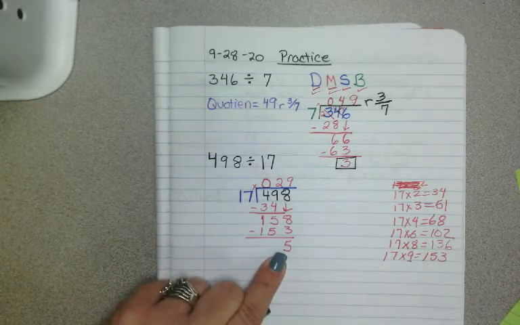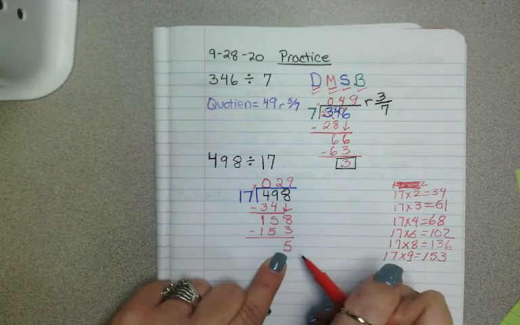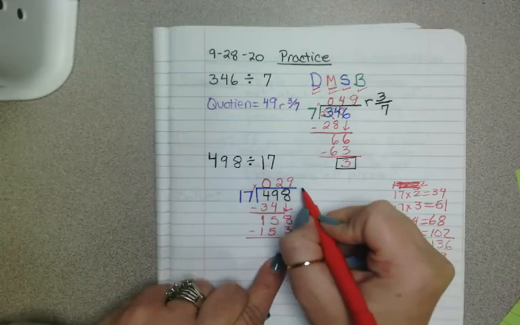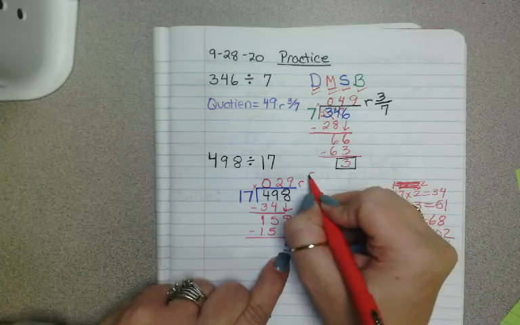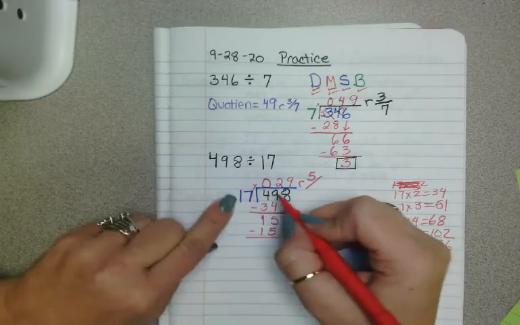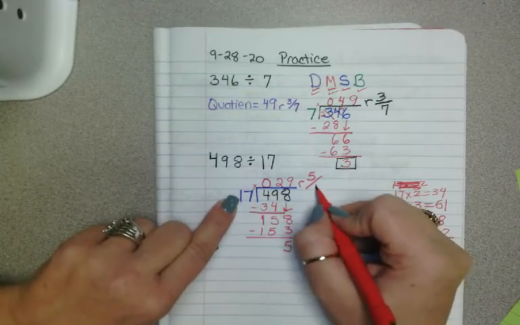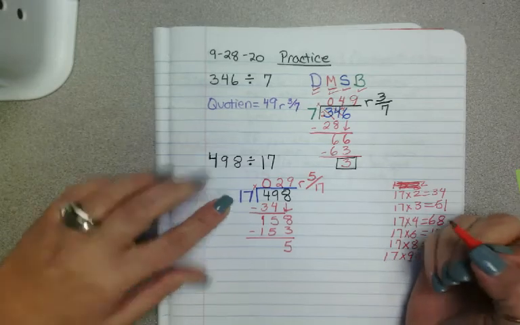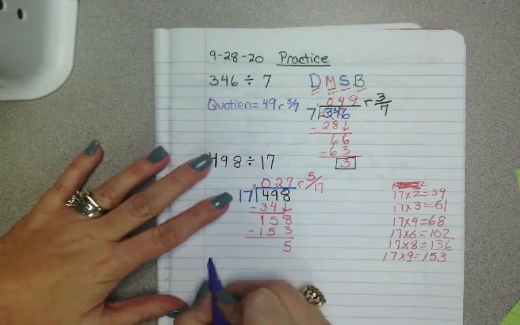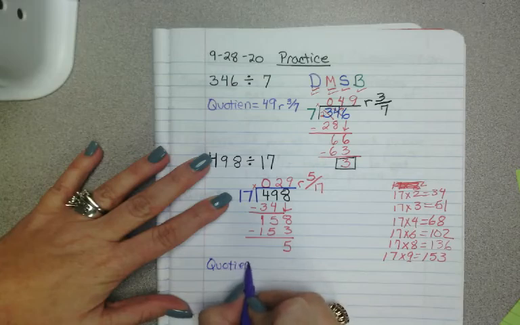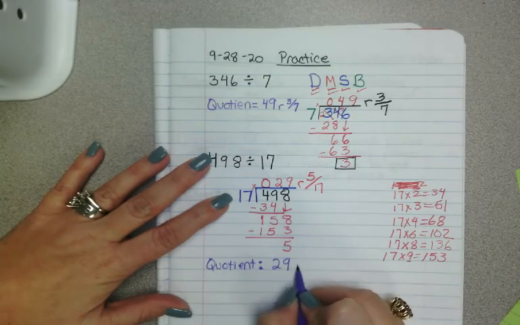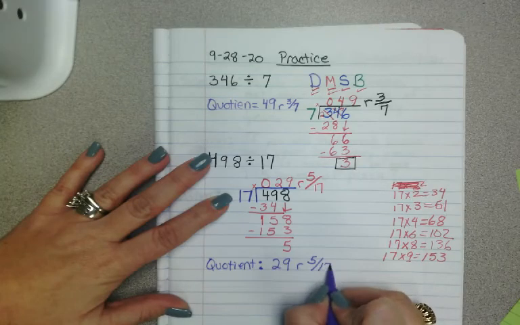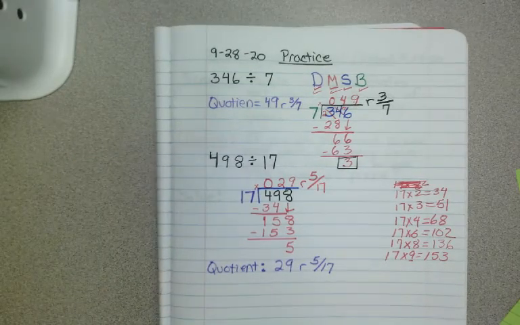Now, how do I show this like a 5th grader? If you said like a fraction, you are correct. We're going to show it as remainder. Your remainder is your numerator, and your divisor is your denominator. So the quotient for this division problem will be 29, remainder 5/17. I hope that's the answer that you got.